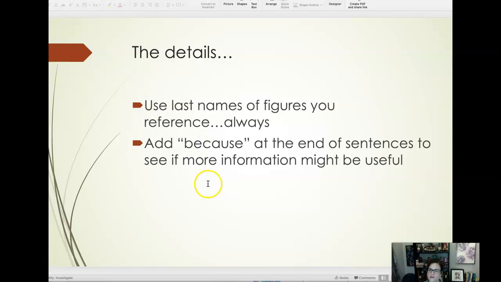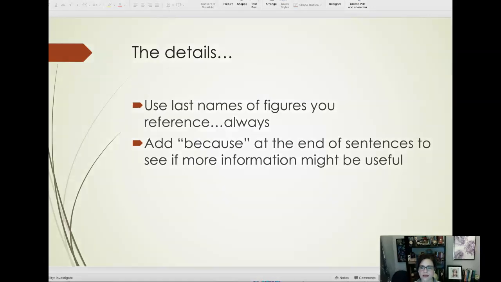So, little details. We have to use last names. So if we're talking about Choi's work and Choi's article, we don't call her Amy. We're not on a first name basis with her. When we're writing about Shakespeare, we're not calling him William. At least you shouldn't be, right? We're not on first name basis with Shakespeare or any other figure.